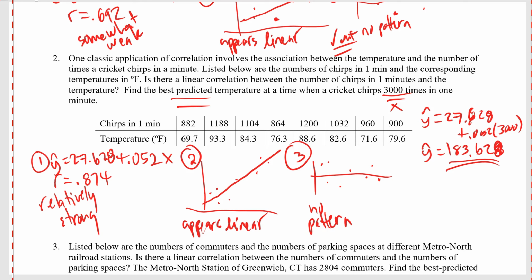Even though the linear pattern is valid, do not predict outside of this. This is not valid. How do I know? Even though the line is valid, this is extrapolation. And do not do extrapolation.